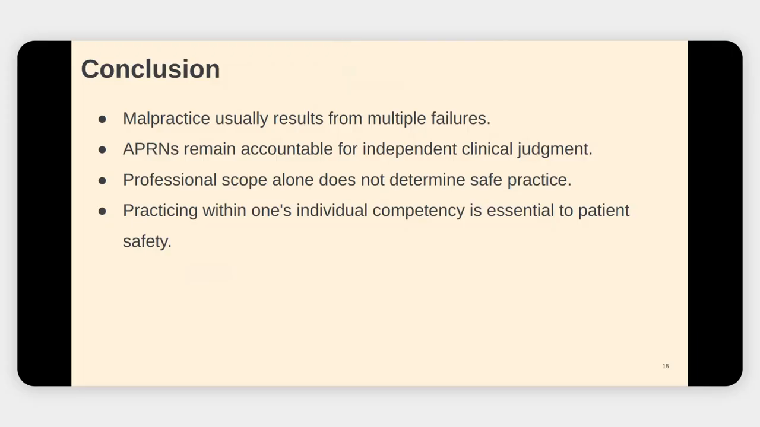In conclusion, these malpractice cases demonstrate that patient harm often results from multiple small failures rather than a single catastrophic mistake. Advanced practice nurses have both the authority and the responsibility to exercise independent clinical judgment, collaborate appropriately, and recognize the limits of their own competency. Ultimately, practicing safely requires continuous learning, effective communication, and adherence to evidence based standards of care. By applying these principles consistently, APRNs can provide high quality patient care while minimizing the risk of negligence and malpractice.